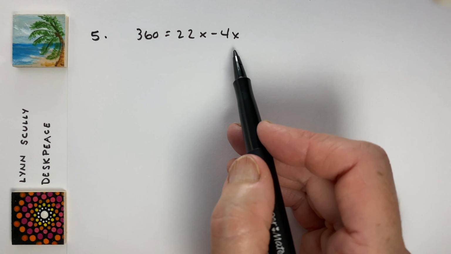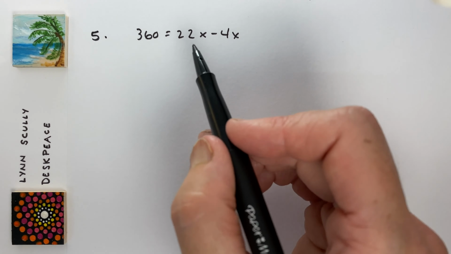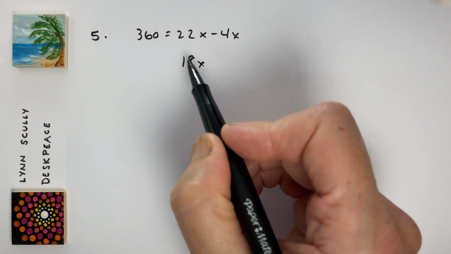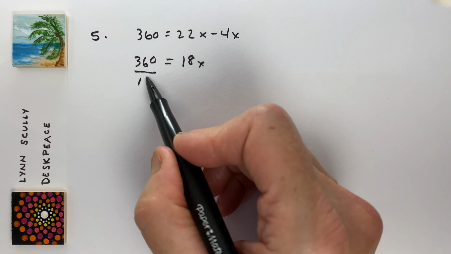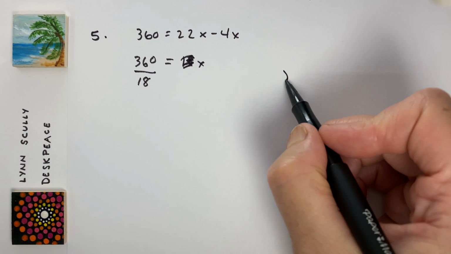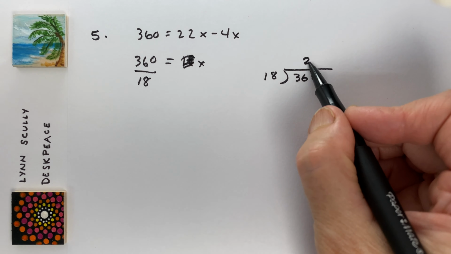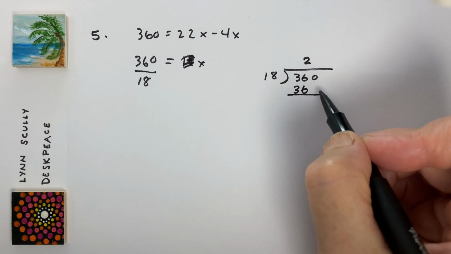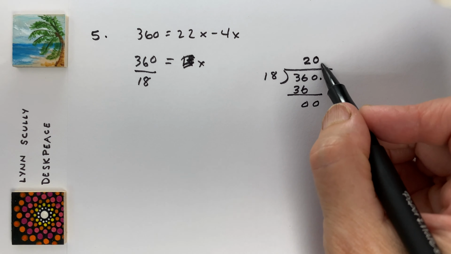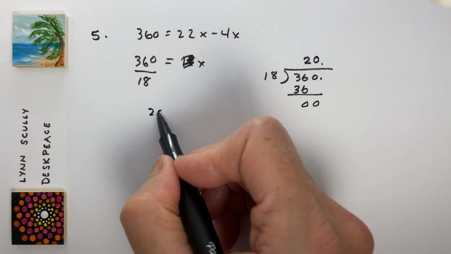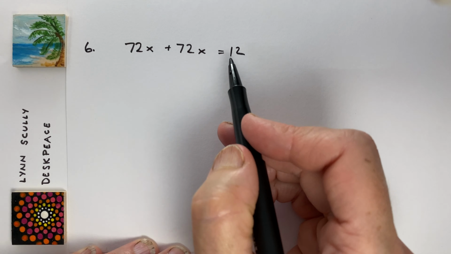Number 5, 360 equals 22x minus 4x. The x's are on the right side of the equal sign this time, but it doesn't matter. I just want to get them alone. 22 minus 4 is 18x's equals 360. Get the x alone. 18 is attached by multiplication. Move it by division to the other side of the equal sign. I'm going to go 360 divided by 18. 18 goes into 36 2 times. That 2 times 18 is 36. 0, 0. So I have to put the 0 here because I haven't gotten to the end yet. That would be like a decimal. So x is 20.